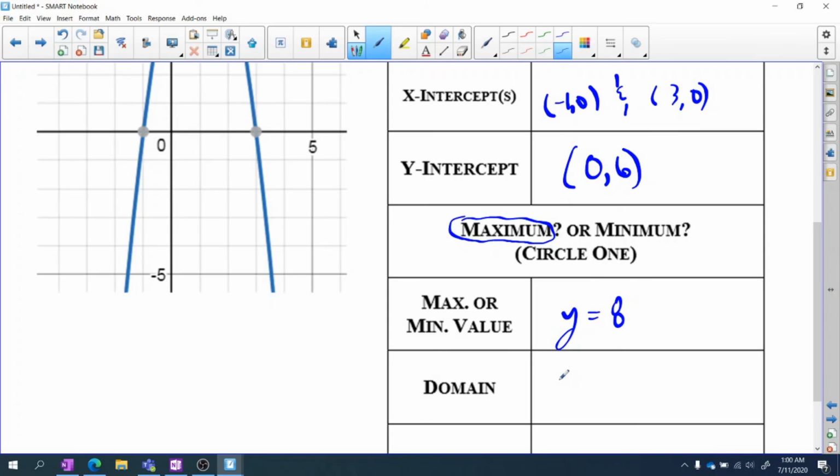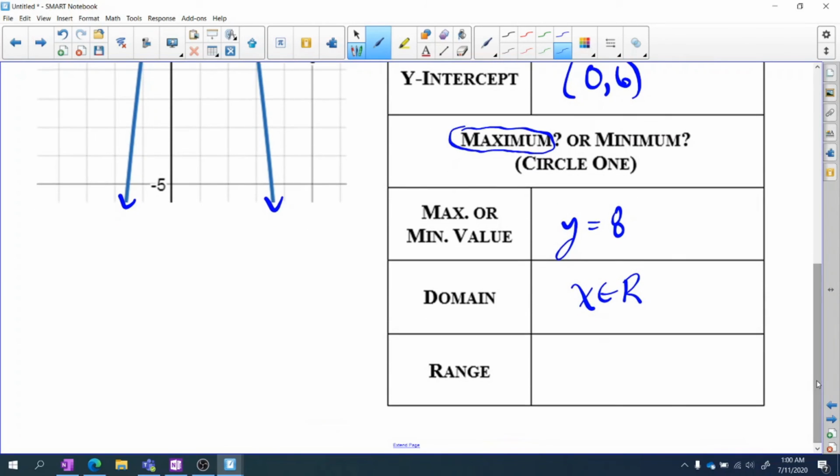The domain. What could x be on this graph? Well, it doesn't have them on here, but we're going to assume that there were arrows that allowed this to keep going forever in that direction, which means this graph could eventually have any x value somewhere found on that graph.